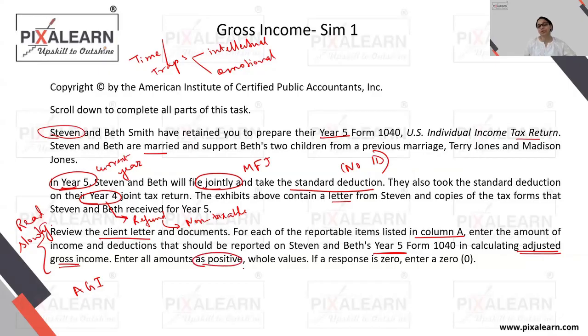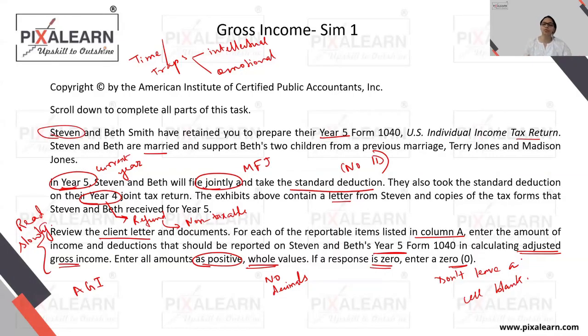Enter all amounts as positive whole numbers. The moment I know this, I know there should not be decimals. If the response is 0, enter a 0. The moment I hear this, I know I can't leave a cell blank. Okay, so no negatives. So: positive whole numbers, no negatives, no decimals, 0 where needed, no blank cells.